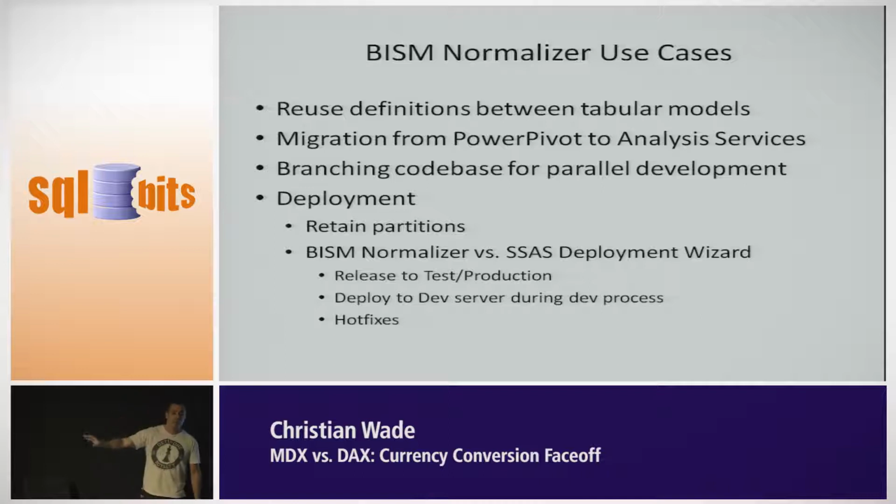But let's not even go there. Let's just say we live in utopia and everyone has set it up fully correctly, right? So therefore, there's no real benefit for a standard release to test and production in terms of the ease of use value. All right. However, even if we are using the deployment wizard, there's still a bunch of use cases where we need to deploy the tabular models and we still want to retain partitions, and the deployment wizard is overkill. So for example, during the development process, I'm developing away on my laptop.